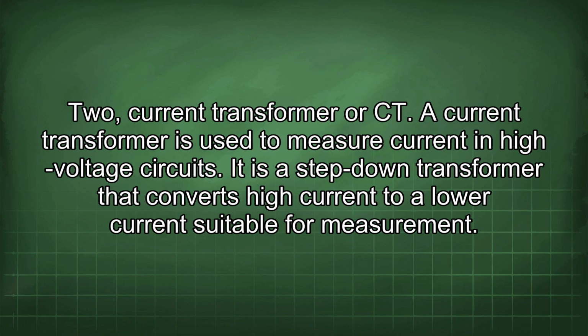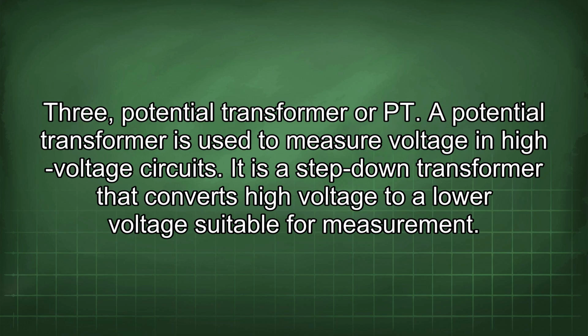2. Current transformer, or CT. A current transformer is used to measure current in high voltage circuits. It is a step-down transformer that converts high current to a low current suitable for measurement. 3. Potential transformer, or PT. A potential transformer is used to measure voltage in high voltage circuits. It is a step-down transformer that converts high voltage to a lower voltage suitable for measurement.